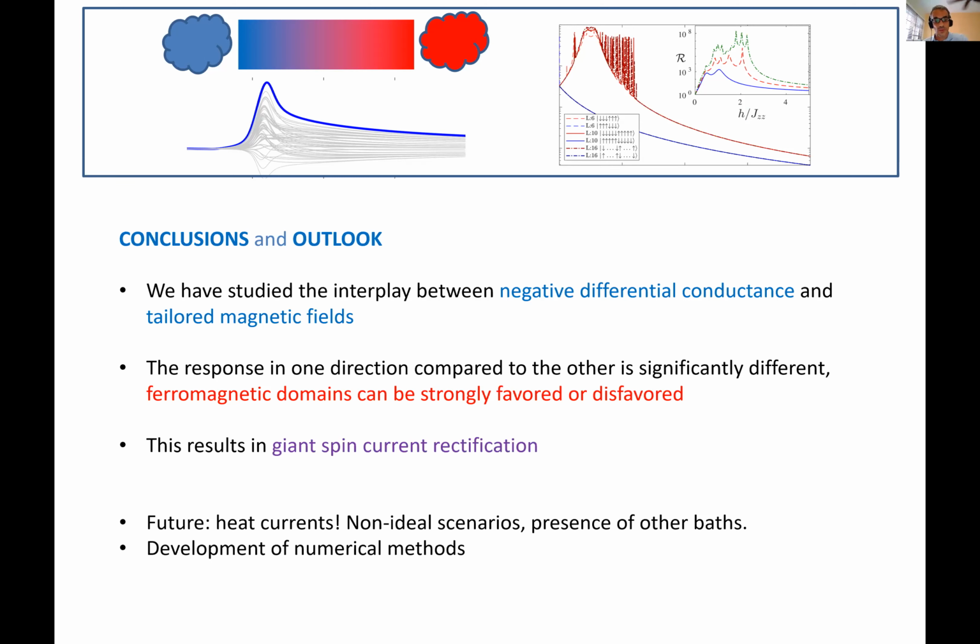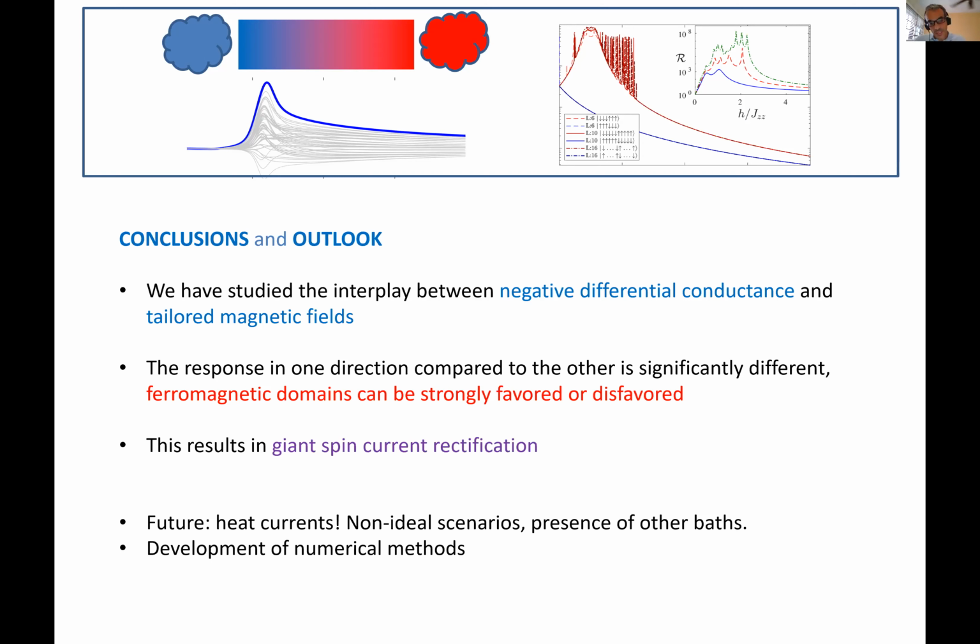So in the future, what can we do? We can look at heat currents, of course. We already have some preliminary results. Things are quite interesting, so hopefully in a matter of a few weeks, we'll be able to give you some updates on this, on the arXiv at least. And then also on non-ideal scenarios. We also did some work in this direction, where we try to put some integrability breaking perturbations in different parts of the chains, or the presence of other baths.